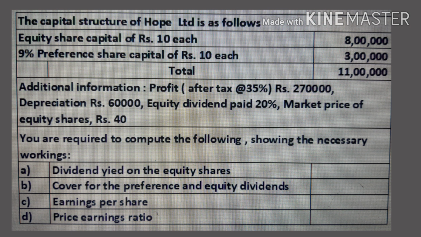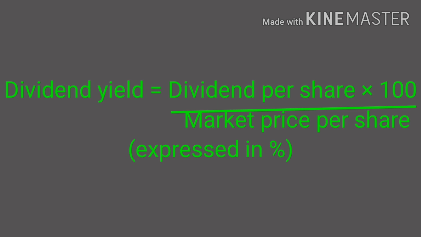You are required to compute the following, showing the necessary workings. A. Dividend yield on equity shares. B. Cover for the preference and equity dividends. C. Earnings per share. D. Price earnings ratio. We will start with the first one, dividend yield.